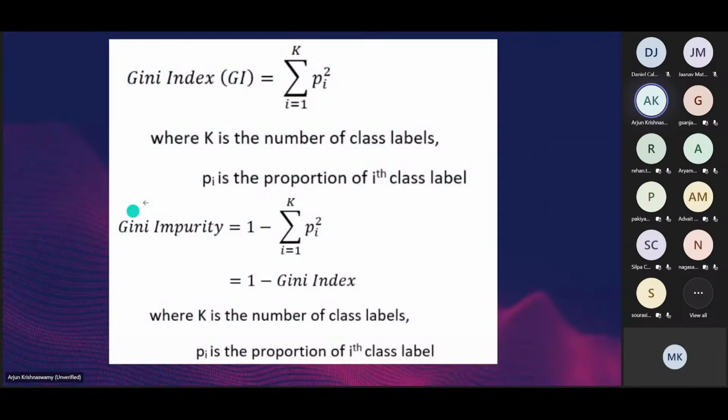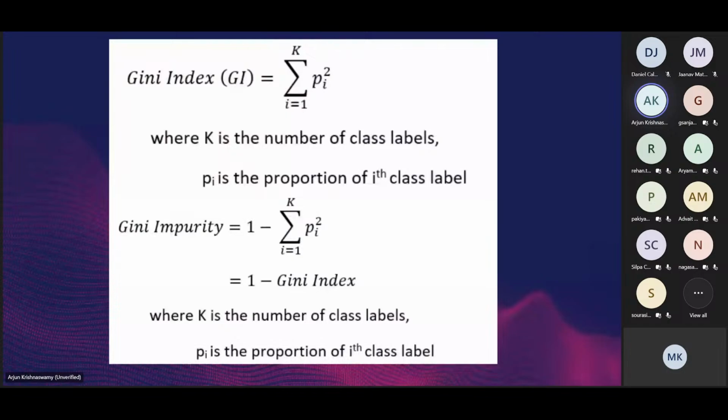The formula for Gini impurity is given by 1 minus summation of pi square, where pi is the proportion of the ith class label. You can also put it another way. Suppose you have data points and you choose one particular data point, and pi here is the probability that the data point belongs to the ith class label.